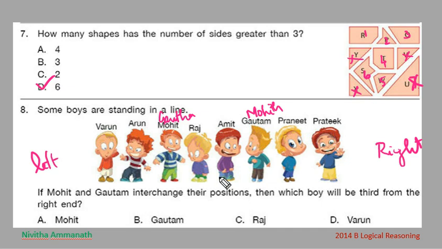Sometimes they give the right hand and left hand. But if they don't give the right hand and left hand, we know that this is right hand and this is left hand. Then the boy who will be third from the right hand. So here is the right hand and third, first, second and third. So Mohit. That is the correct option. A is the correct option. Next question.